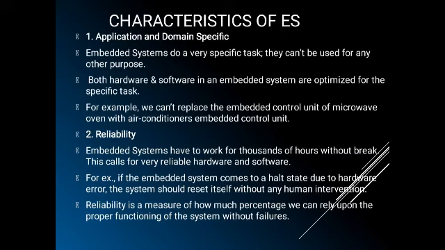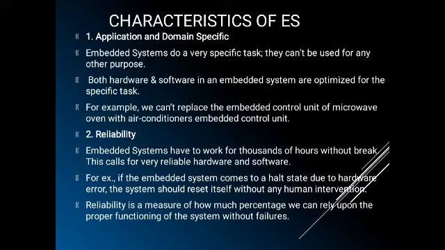First one, application and domain specific. Embedded systems do a very specific task. They cannot be used for any other purpose. Both hardware and software in an embedded system are optimized for the specific task. For example, we cannot replace the embedded control unit of a microwave oven with an air conditioner control.